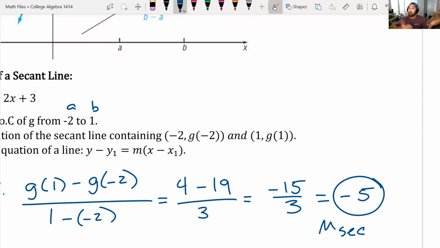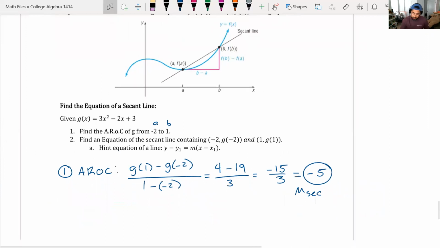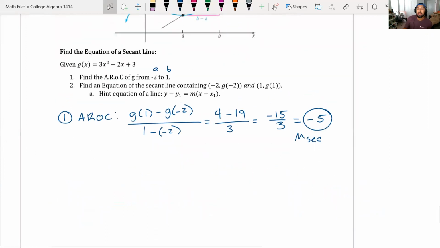M secant, slope of the secant. Okay. Step 2: find the equation of the secant line containing (-2, g of -2) and (1, g of 1).